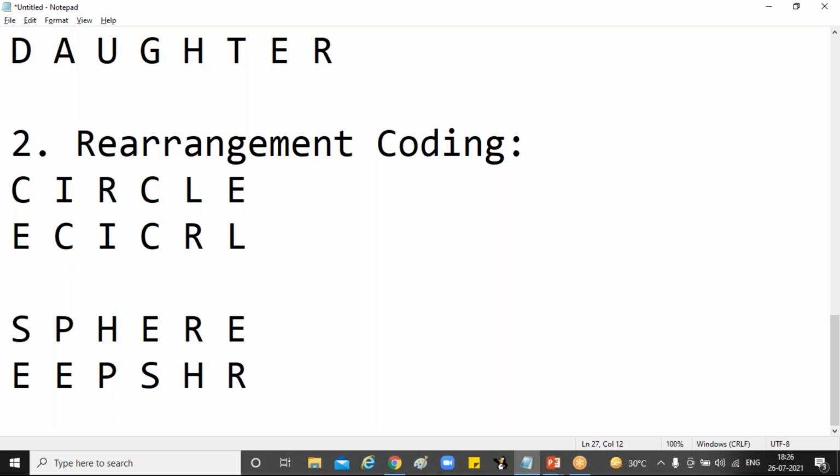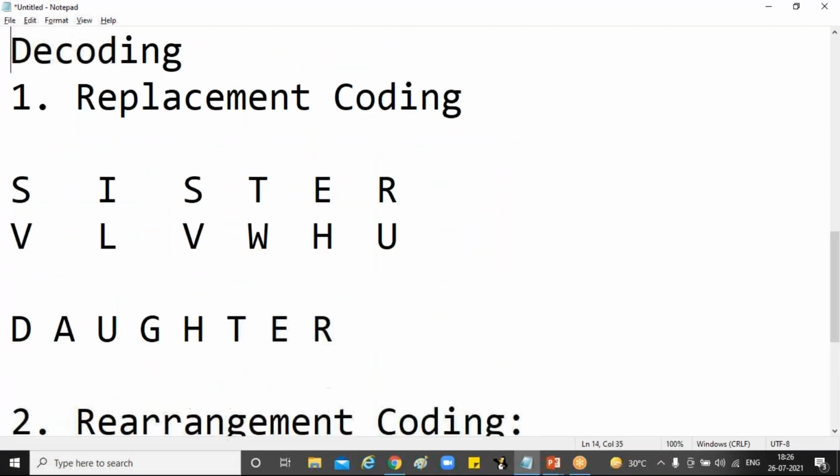So hope all of you understood. This type of coding and decoding is called rearrangement coding. Get it, all of you?